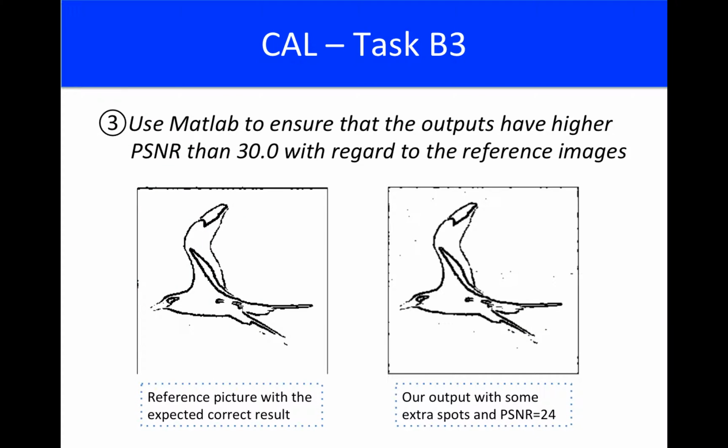Once the Gauss and Sobel filter were finished, we had to ensure that our application was working properly. For that, we used MATLAB. When comparing our result to a given reference picture, on the left, we were supposed to obtain a PSNR higher than 30. However, we didn't. And you can see in the right image how there are some spots flying around the bird.